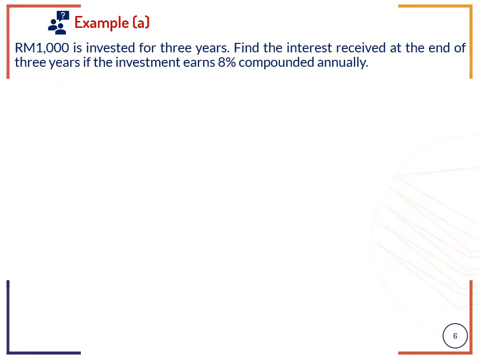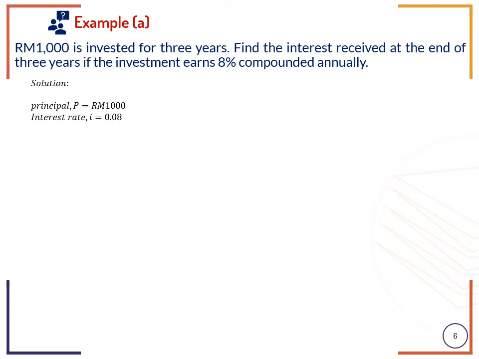Consider this example, 1,000 ringgit is invested for 3 years. Find the interest received at the end of 3 years if the investment earned 8% compounded annually. So the amount of principal here is equal to 1,000 ringgit, and then interest rate, which is denoted as i, is equal to 8% or 0.08.